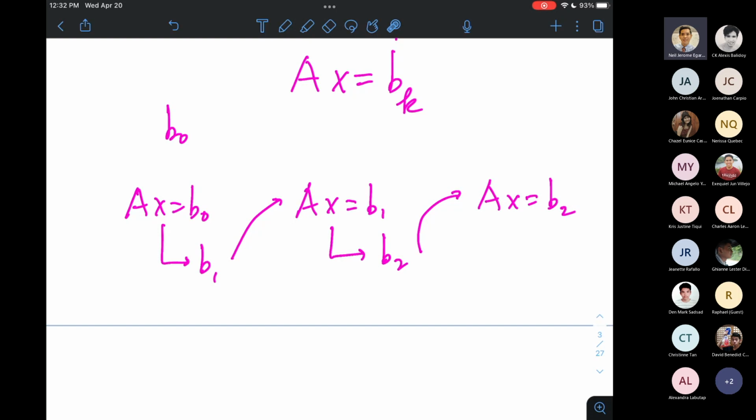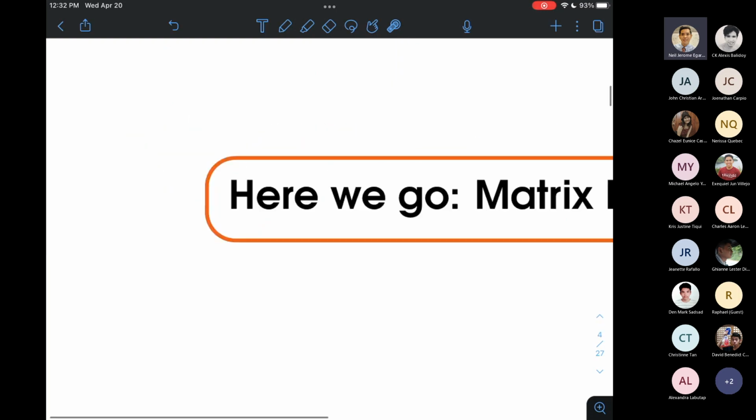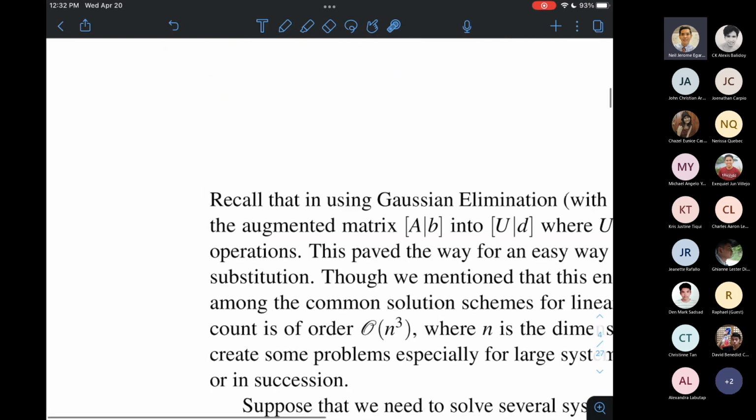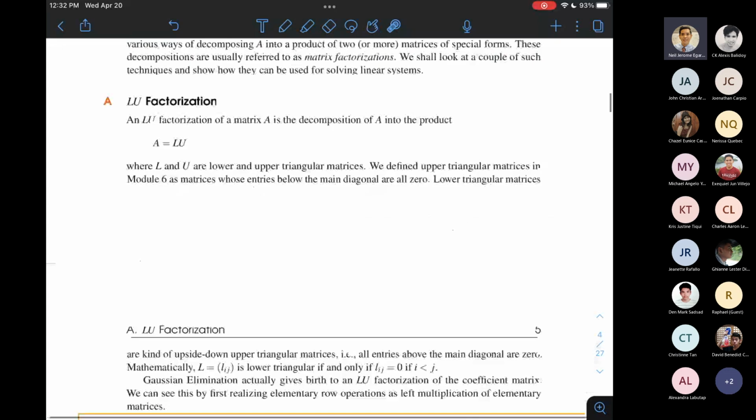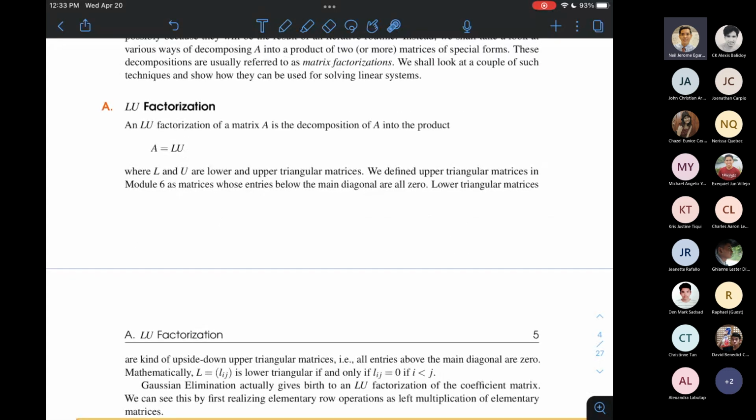Or without any other pass of Gaussian elimination. All right? So that's the idea that I want to do today. And apparently, Gaussian elimination gives us one nice way for factoring the coefficient matrix A. And that's what we want to do today, which is what we call LU factorization. Okay? What is LU factorization?